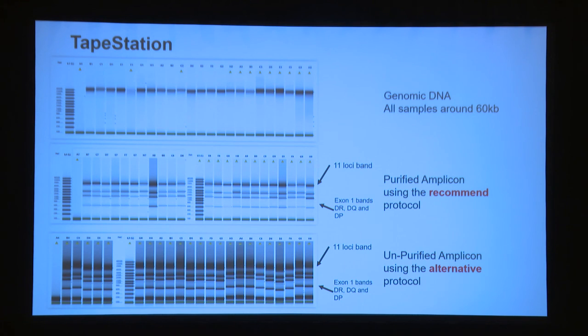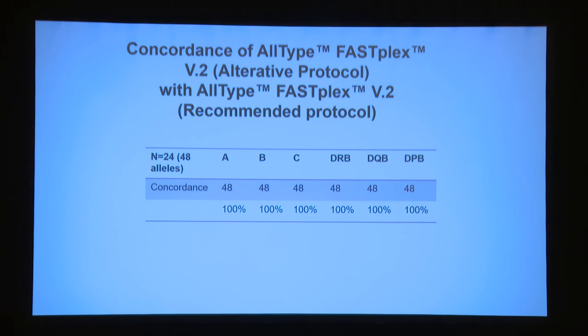When we use the alternative protocol, the unpurified protocol, we can still get the same trend. You can still get the higher band and the 3 bands. But if you look at the bottom, you can see a big chunk of primer dimer because we didn't purify it. So this primer dimer is going to carry on with your experiment. But when we did the concordance, it actually gave us a very excellent result.